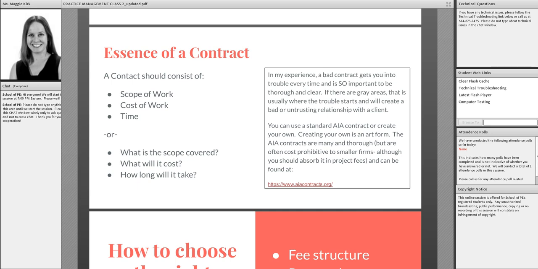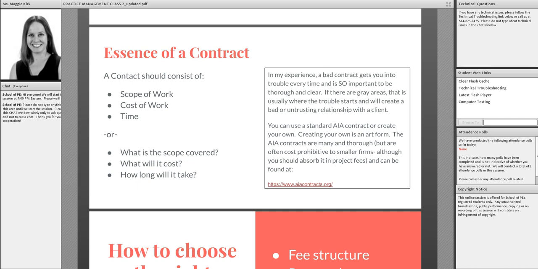Or in other words, what is the scope covered? What is the project? What is the program? What is the task at hand really? What will it cost? It's important to put a number in there, because that's what you're sticking to. That's what you're trying to meet, and how long it'll take. It could be a design time. It could be with the contractor about construction time. But those three things are really the most important to include in the contract, which is why they're called the essence of the contract.